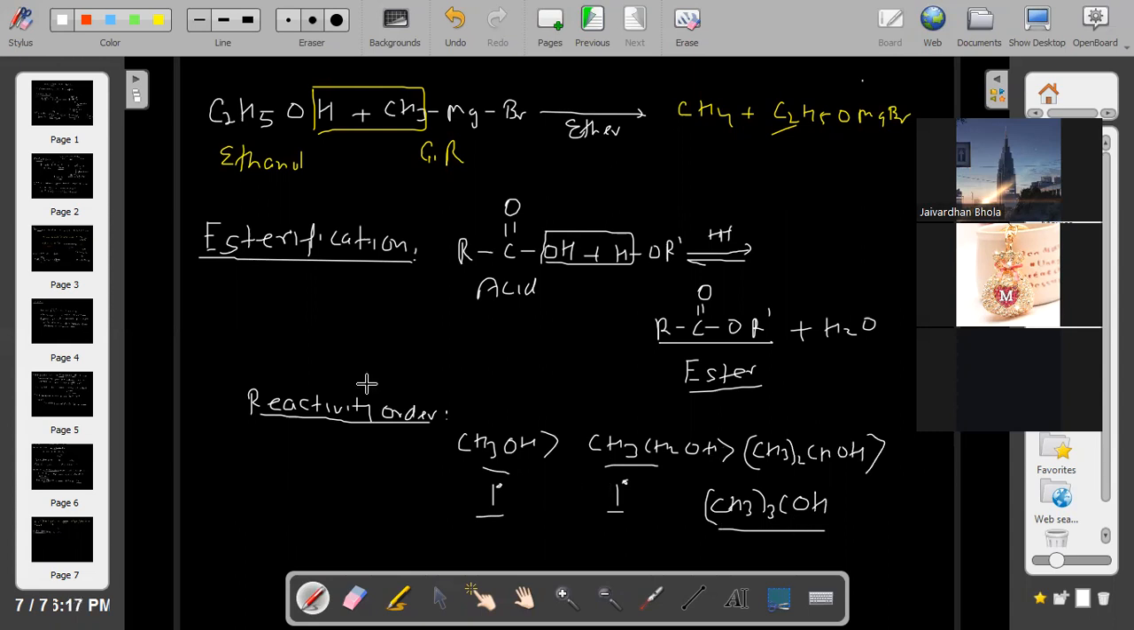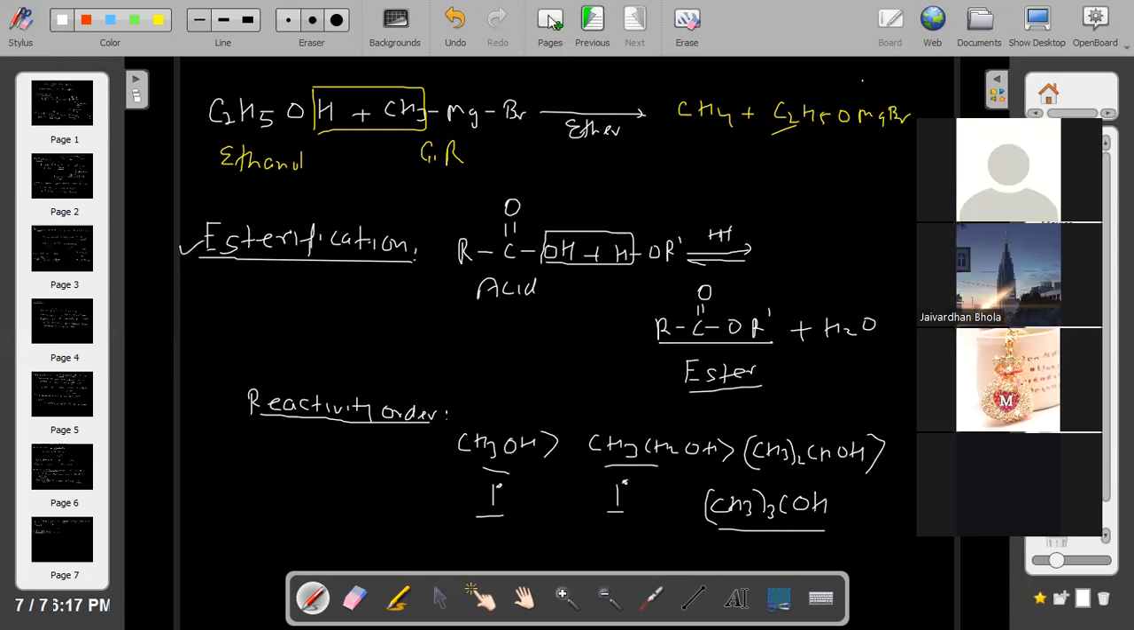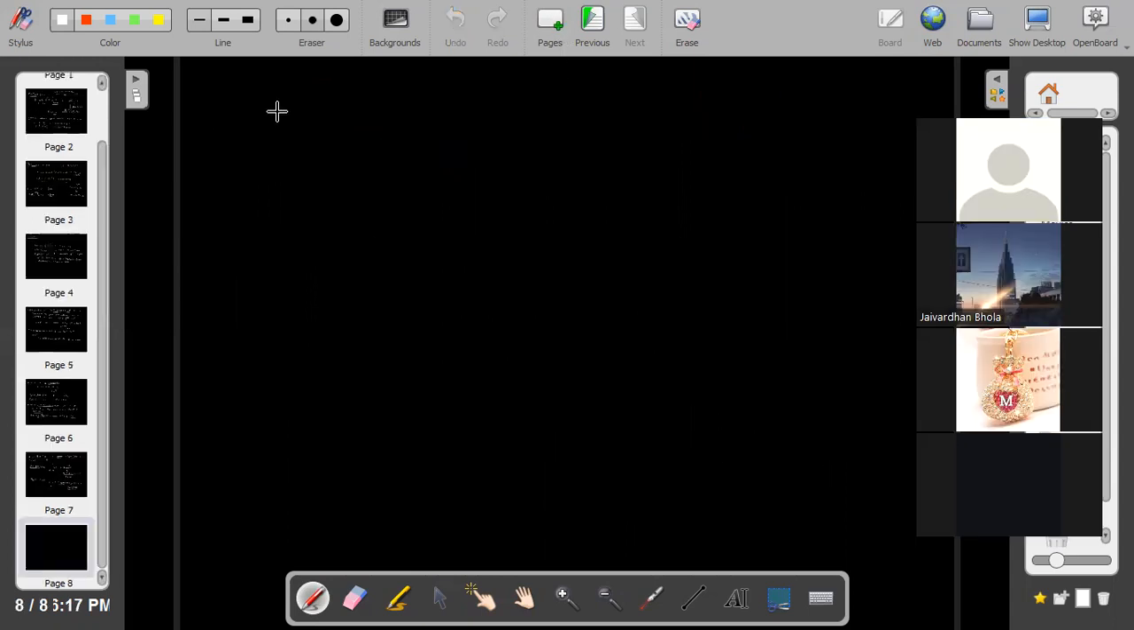The reaction mechanism of esterification is very important and generally asked in the exam. This is the mechanism of esterification.